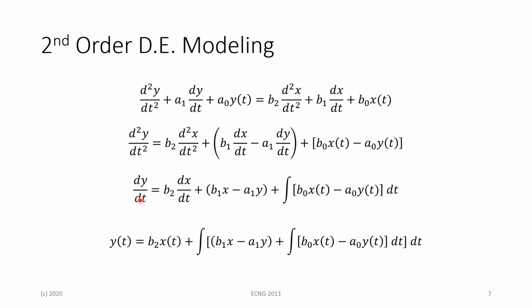So our first integral will give us dy of t, and we get rid of all our d2y, d2x components here, and get it down into a first order differential equation. Then we integrate again to get it into y of t. So we go from our differential equation here into a full integral equation. We can then see how we can map this integral equation using block diagrams.